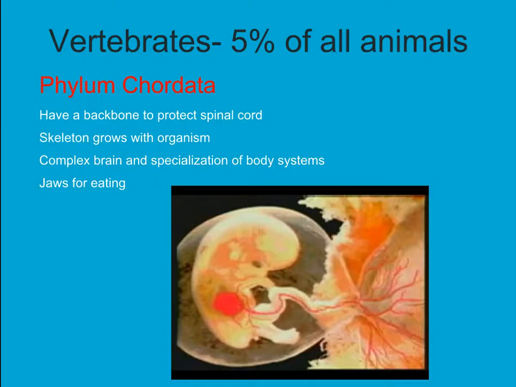Echinodermata, spiny skin. Okay, now we're at the 5% of all animals called vertebrates, with one phylum called Chordata. They have a backbone and a protective spinal cord, a skeleton that grows with the organism, complex brain, specialization of body systems, and jaws for eating.